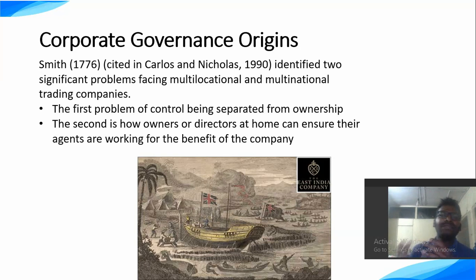So this is the first instance where the agency problem arose, and this is the first instance where corporate governance originated. The corporate governance issue, basically the agency problem, was theorized by Adam Smith in 1776.